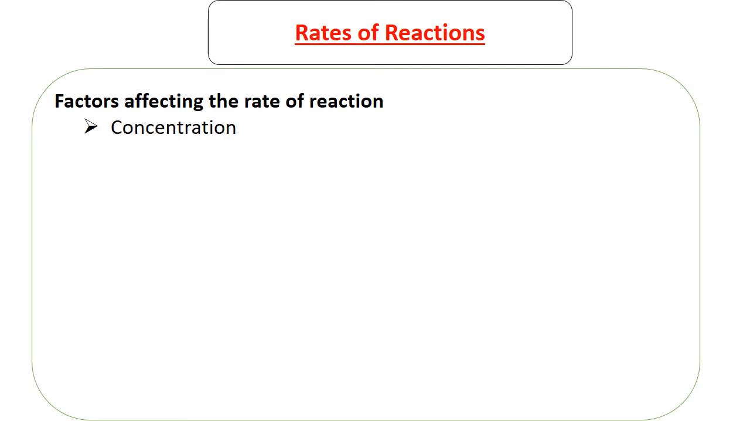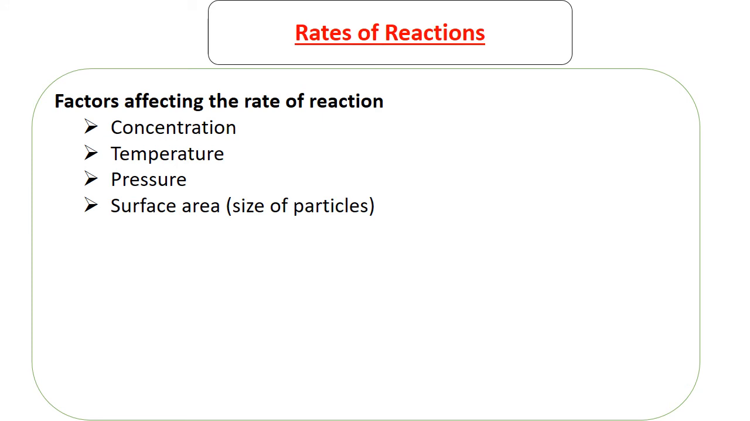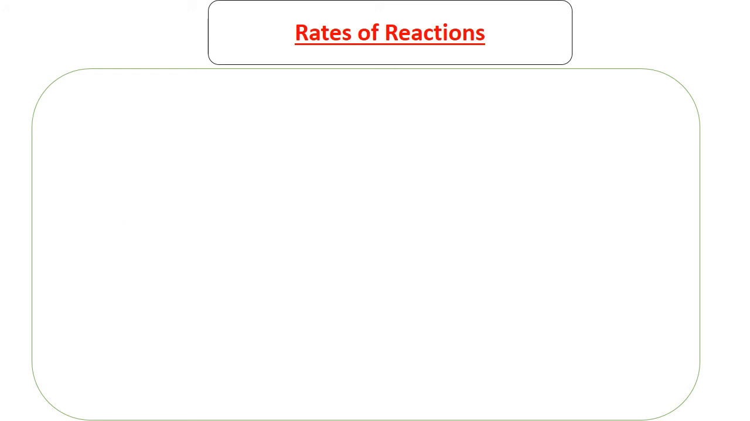So the first factor is concentration. The second is temperature. The third is pressure. The fourth is surface area or size of a particle. And the last one is something that is called a catalyst. So we're going to analyze how each of these factors influences the rate of reaction. The thinking is going to be based on the perception of the collision theory, the theory of particles colliding into each other.